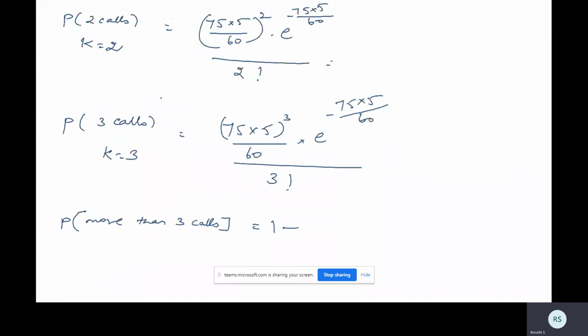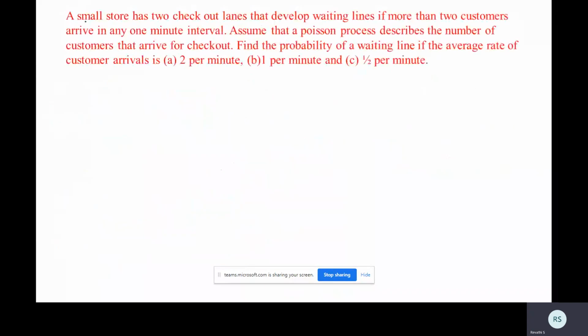Let us do the third problem. A small store has 2 checkout lanes that develop waiting lines if more than 2 customers arrive in any one time interval. Okay, 1 minute interval. So they have mentioned here that t is equal to 1 minute.